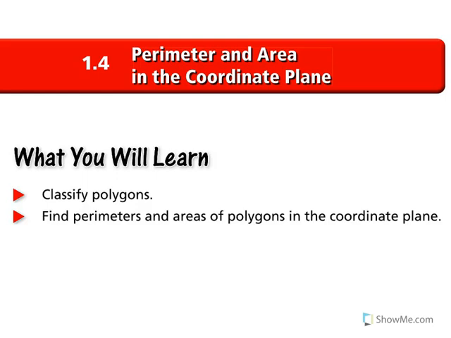Today we're going to be doing 1.4, which is perimeter and area in the coordinate plane. When we're talking about perimeter and area, first we're going to be talking about our polygons, so we're going to be able to classify them and know what to call them. And then we will start actually looking at perimeter and areas of those polygons in the coordinate plane.